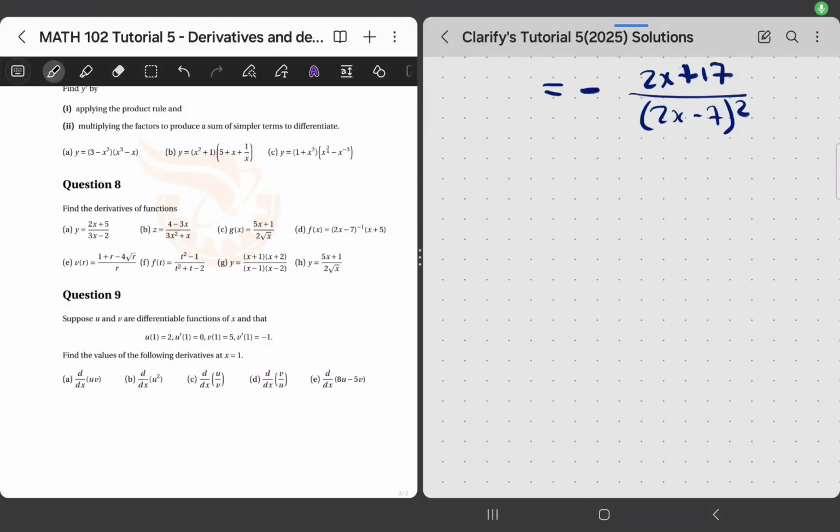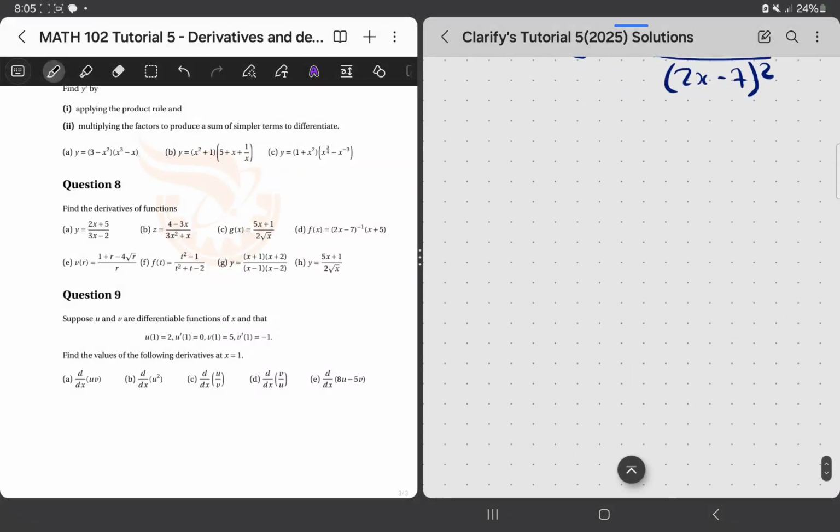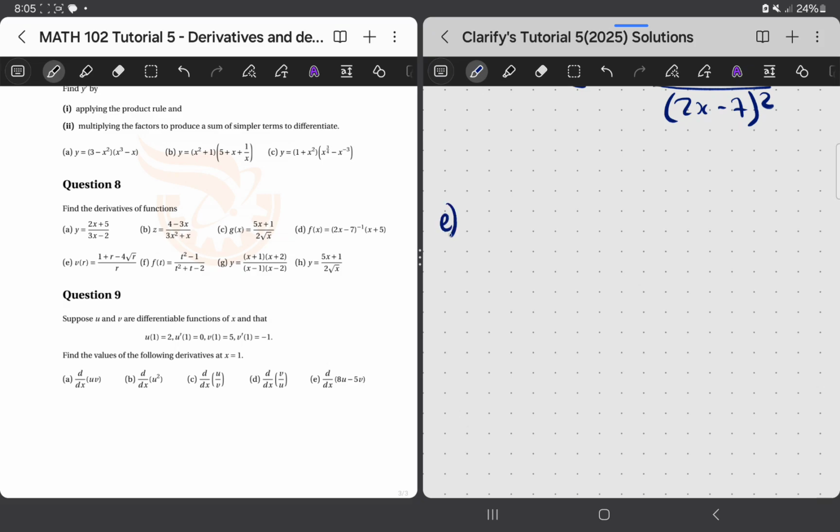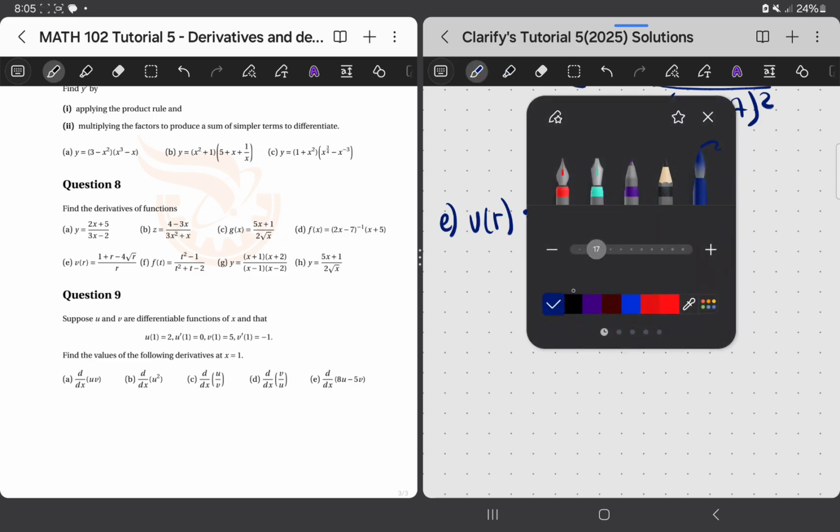Okay, now we're going through part E, which says that we have V of R being equal to 1 plus R minus 4 root R all over R. Not even a problem. Let's go ahead and get this.